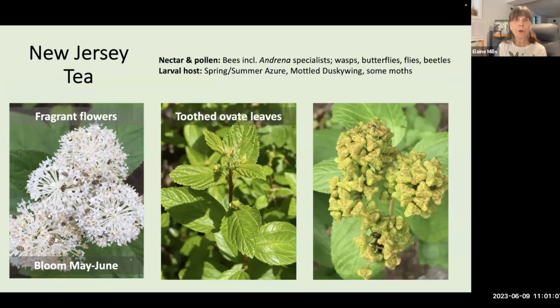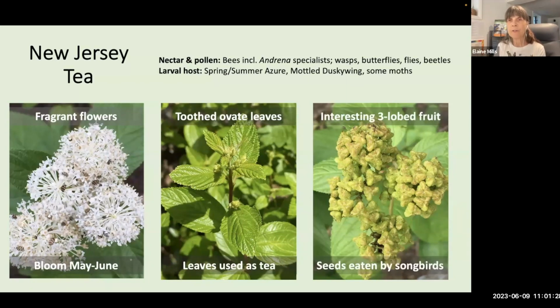It has toothed ovate leaves and serves as a larval host for the spring and summer azure, the mottled dusky wing, and some moths. And interestingly, this is the plant whose leaves were used as a tea by the colonists when they were boycotting British tea. New Jersey tea has interesting three-lobed fruits. The seeds are eaten by songbirds, and these, along with the somewhat yellow color of the bare branches in the winter, will add special interest in your garden at that time.